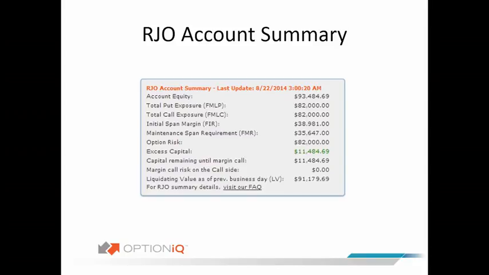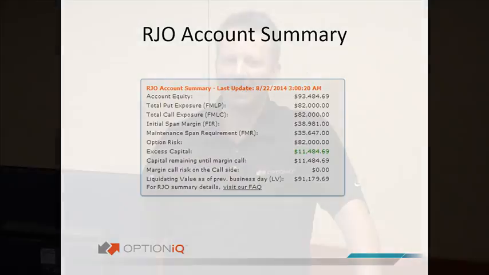But this particular account summary is going to tell me exactly how much money is in my account, where all the money is invested, and most importantly, it's going to show me something called excess capital. This amount of money, this $11,484.69, represents the amount of money that I can put into a new trade. So I have roughly $11,500 that I can go and actually use to invest in a new trade. So again, that's where you're going to know exactly what's available to use, and then you can go and work that into a new trade.